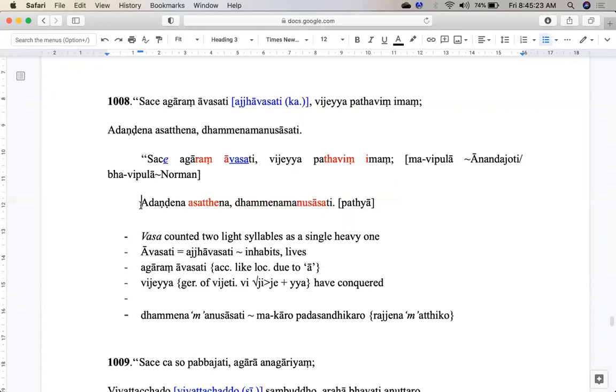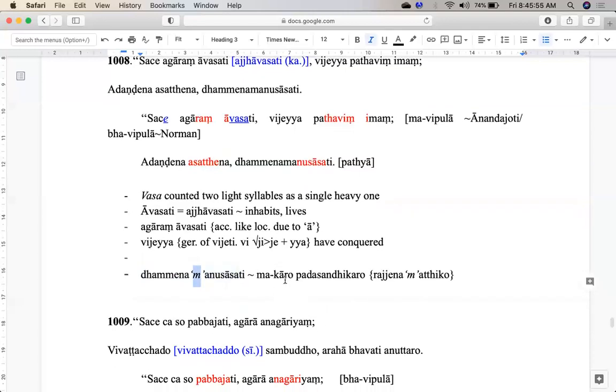So R dandina. Danda means stick. Dandina, with the stick. R dandina, without stick. Sata means weapon. So asatina, without weapon, without any weapon. And dhammena anusasati. So actually that one also should be understood. So dhammena anusasati, ma is just inserted. In the commentary, ma karo bada sandi karo. The letter ma is made by the sandi, inserted by the sandi.